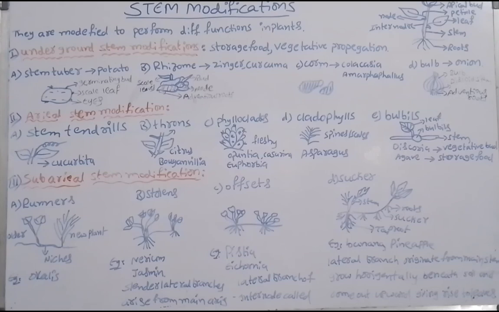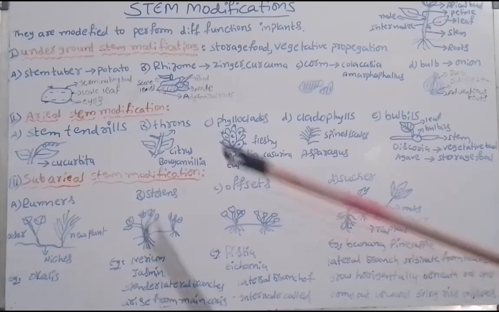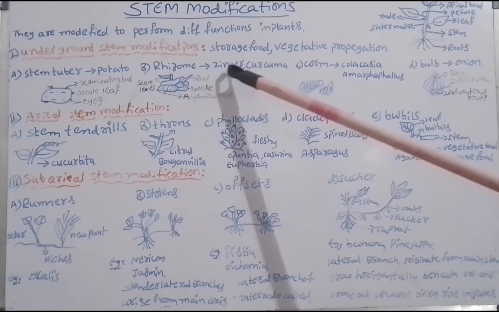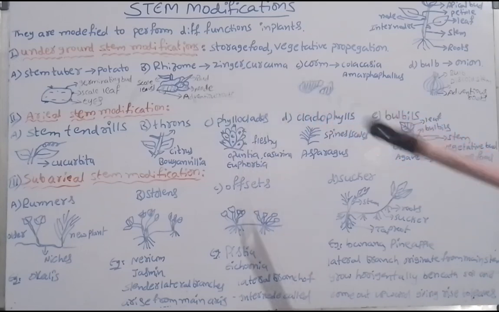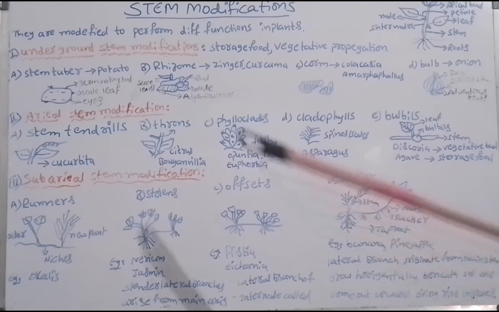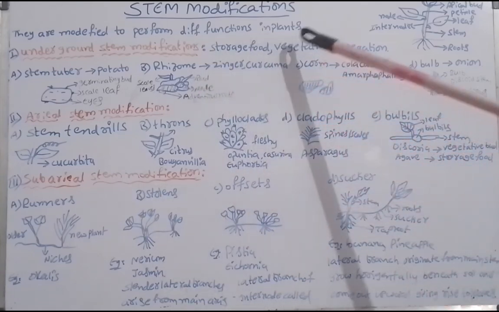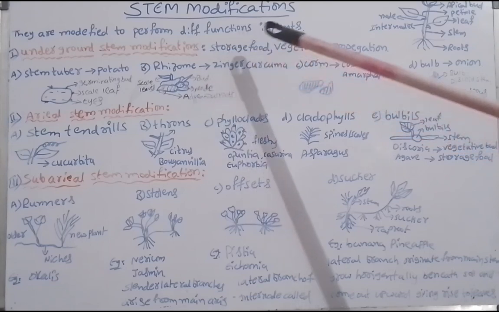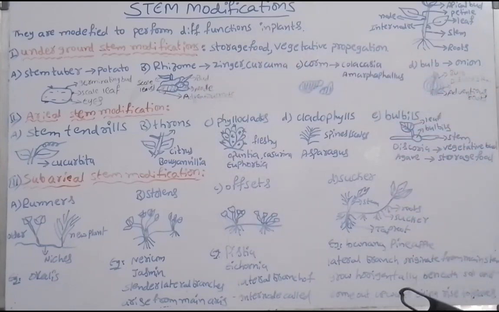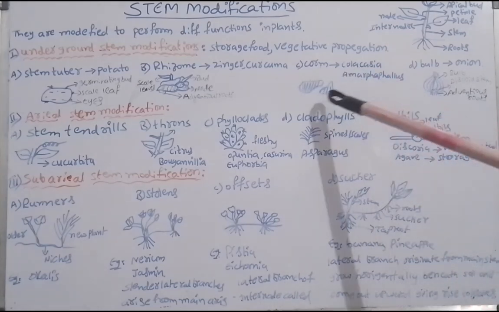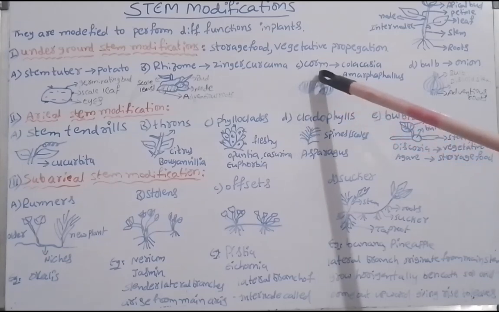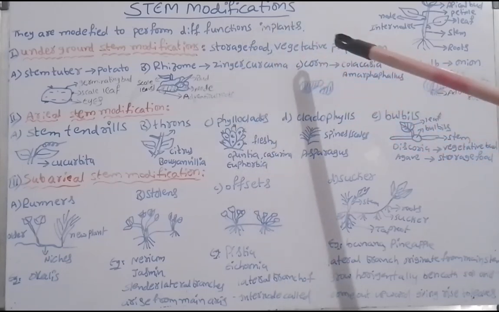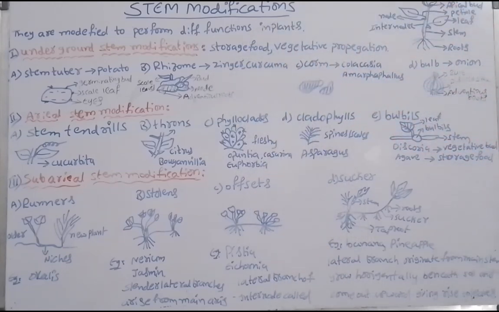Next one, rhizome. Examples of rhizome are ginger and curcuma. This rhizome is also used in vegetative propagation and food storage. Next one, corm. Corm of Amorphophallus and Colocasia. See here, Amorphophallus, this is Colocasia corm. This is also used in food storage and vegetative propagation.